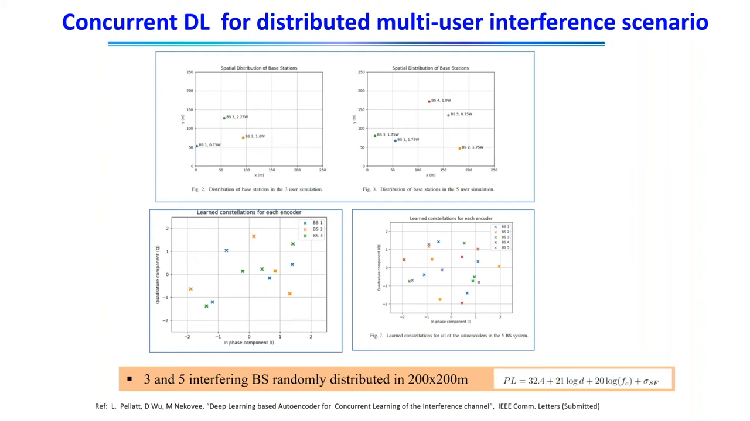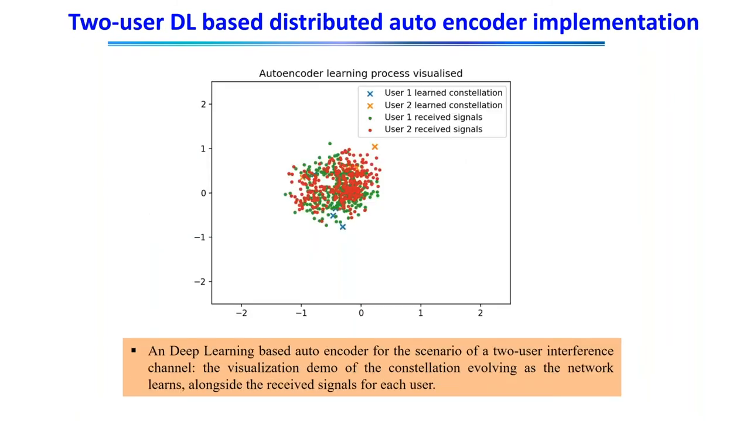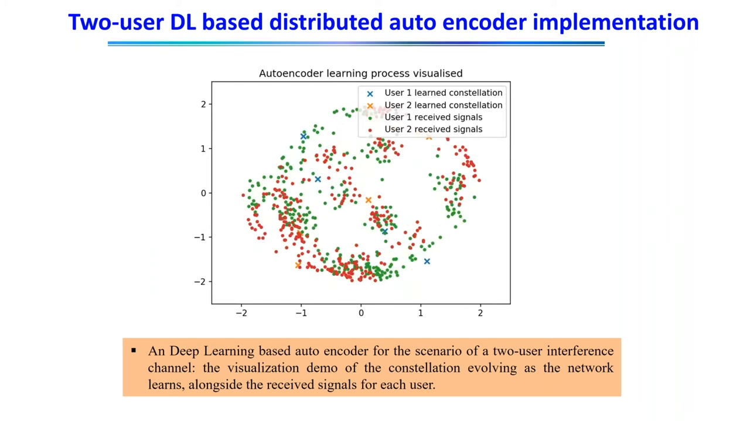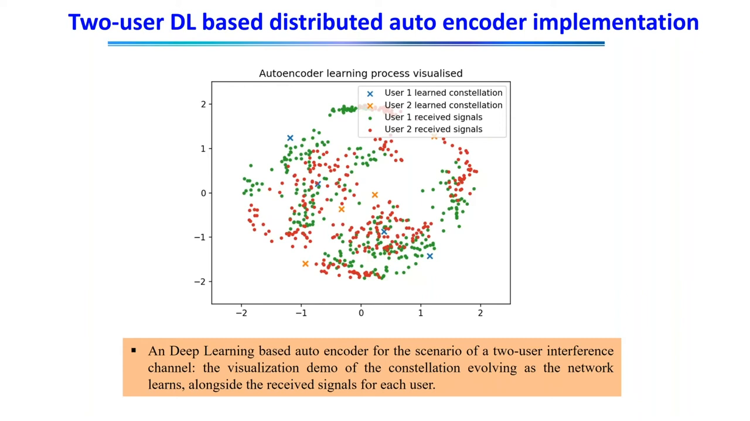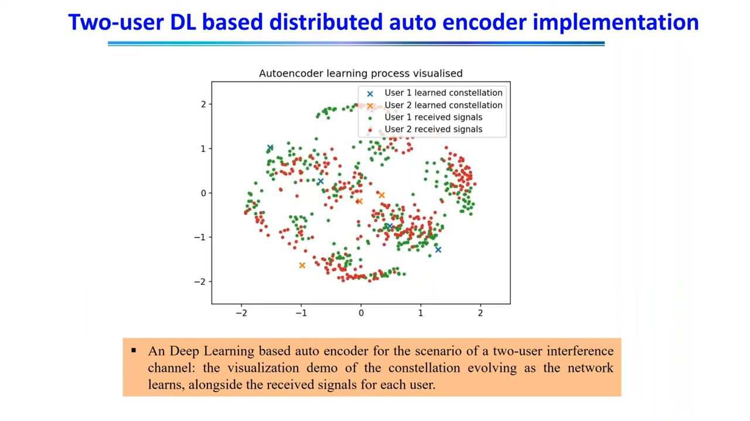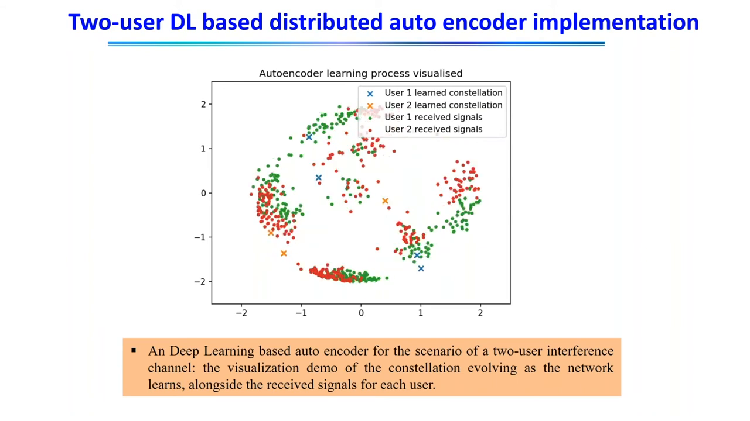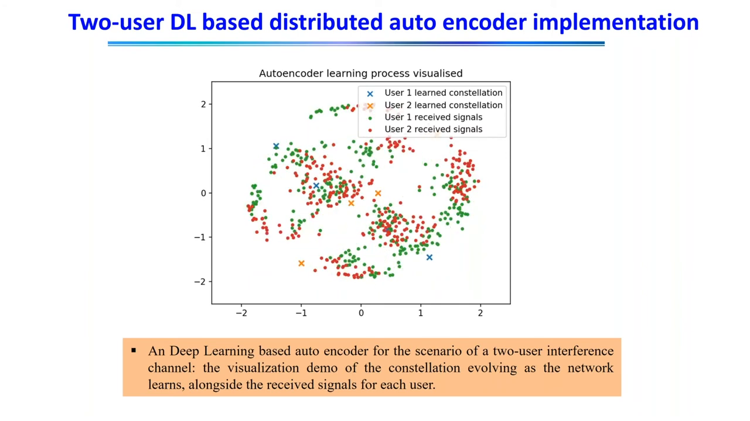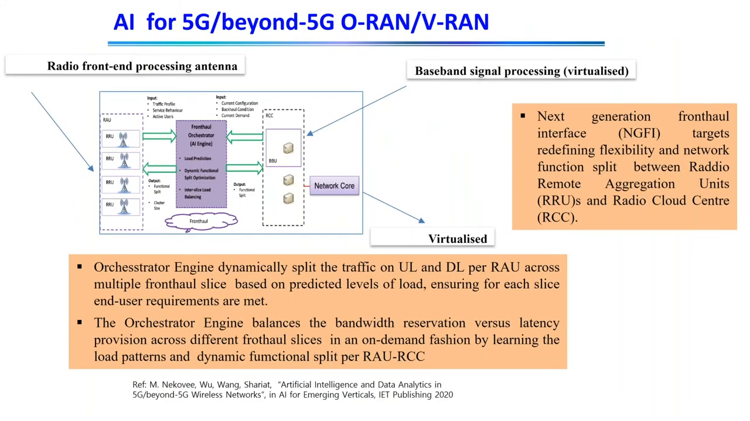And in this case, we needed to do some fixing in order to converge. But this is an example of a constellation. This is basically the constellation of the modulation points of a two user system. What we see here is that through learning, they will change and adapt their constellation in order to minimize interference. Now, this is an area where there's a long road, but it's probably one of the areas where AI can play a role in 6G in terms of radio network design.